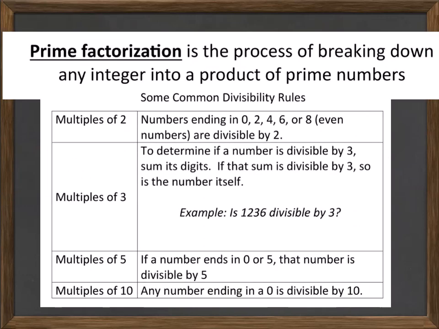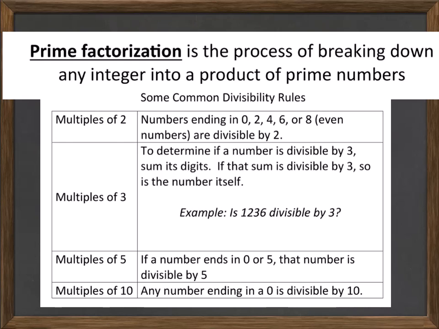So we're talking about prime numbers because we want to talk about prime factorization. Prime factorization is the process of breaking down any integer into a product of prime numbers. Now, a lot of times, people don't have their multiplication tables memorized. When I was growing up, I had to memorize it, and it's very helpful. However, if you don't know your times tables up through 10 times 10, then these rules can really help you know where to start factoring.